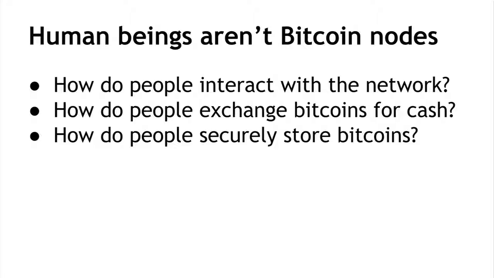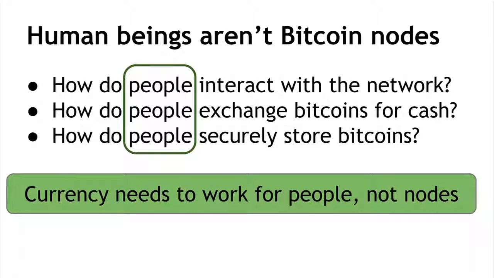In the next lecture, given all these mechanics we've introduced, we're going to look at the human side of things. Because after all, human beings aren't Bitcoin nodes, and you're never going to run a Bitcoin node in your head. So how do you as a human actually interact with this network to get it to be usable as a currency? How do you find a node to tell about your transaction? How do you get Bitcoins in exchange for cash? How do you store your Bitcoins? So all of these questions are crucial for making a currency that will actually work for people, as opposed to just software.